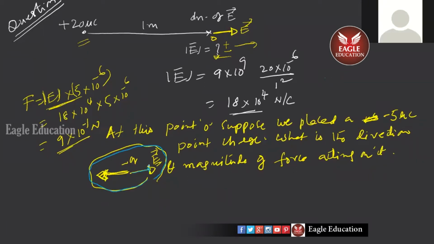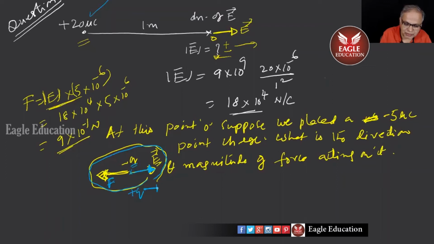This is E. Direction of E is like this for a positive charge. So at this point, if I place a minus Q, force will be this way, opposite to the direction of E. If I place a plus charge here, force on that will be this way, in the direction of E only. And the force will be simply mod E into the test charge. That's what I told. Okay, sir.